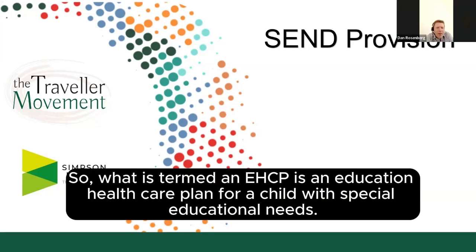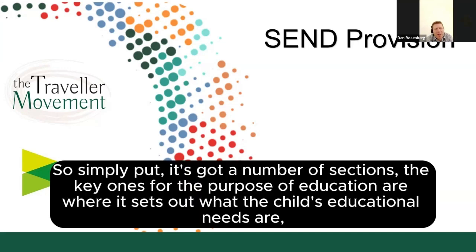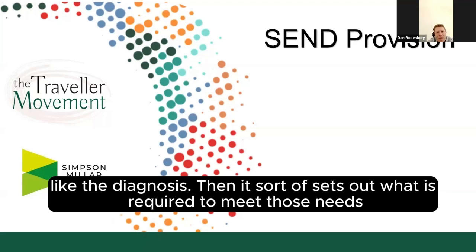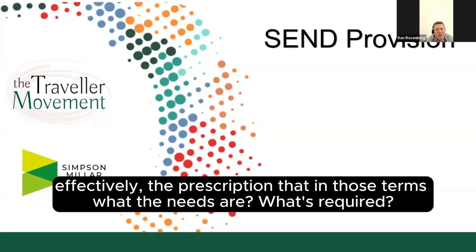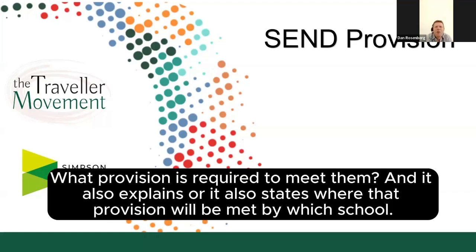What is termed an EHCP is an education, health and care plan for a child with special educational needs. Simply put, it has a number of sections. The key ones for the purpose of education are that it sets out what the child's educational needs are, like the diagnosis, and then it sets out what is required to meet those needs. Effectively, the prescription. So what the needs are, and what provision is required to meet them.